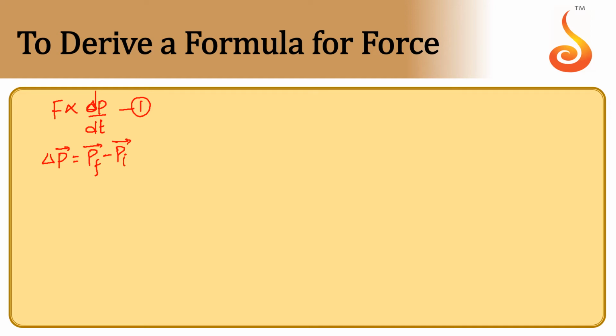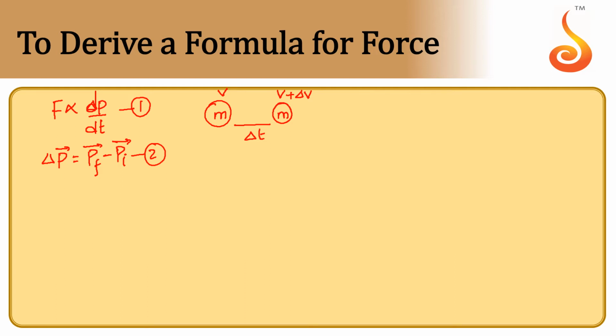Final momentum minus initial momentum. Let us imagine there was a ball of mass m initially moving with a velocity v, and there was an external support called force. Because of that, the velocity of the ball increased by delta v. That means v plus delta v. So a small velocity increase in a small duration of time, delta t.